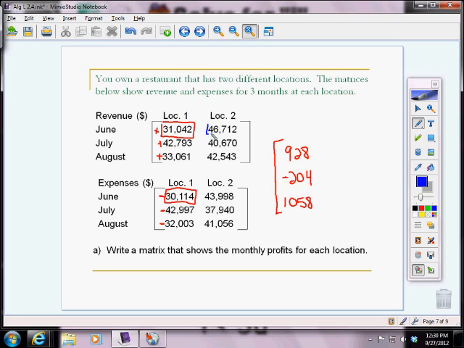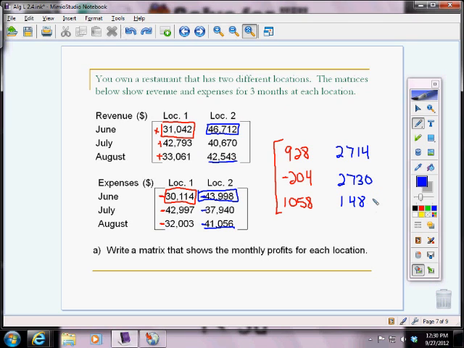Okay. So again, we want to do the same with location 2. This is going to be our positive, it's revenue. This is going to be our negative here. So we had 46,712 to negative 43,998. We get 2,714. Continuing down, we combine these two here in the same position. That's 2,730. And our final entry here, 42,543 and a negative 41,056. When we combine those, we get 1,487.